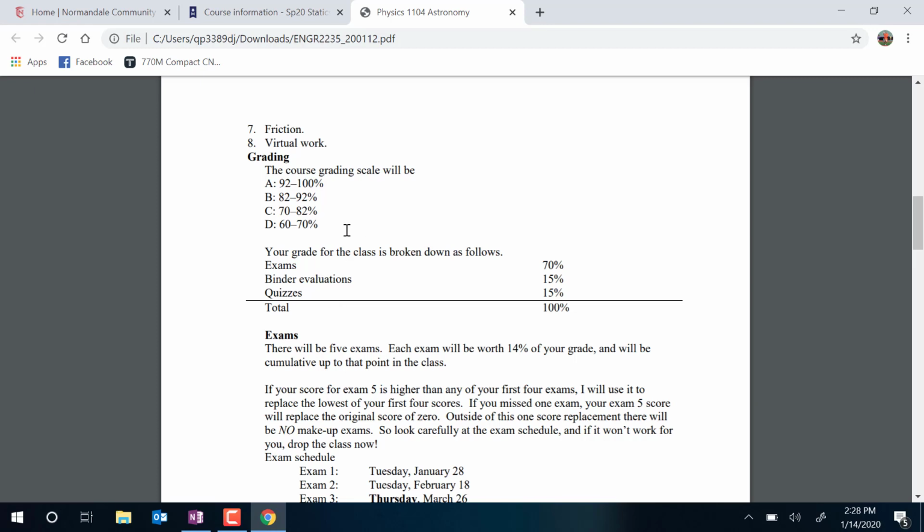So the grade is broken down 70% exams, 15% evaluations of your binders, and those binder evaluations are what I do instead of collecting daily homework. So the idea is you do your problems that are assigned for the day, and you just put them in your binder. And then twice over the semester, I collect all the binders and look through and make sure you're doing all the problems and doing it with appropriate detail and that kind of stuff.